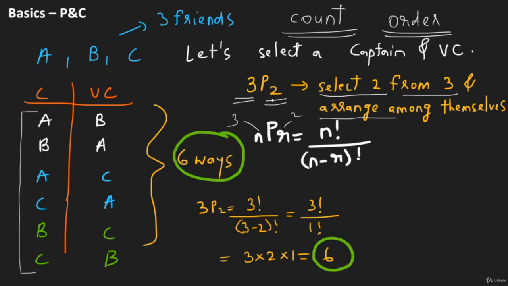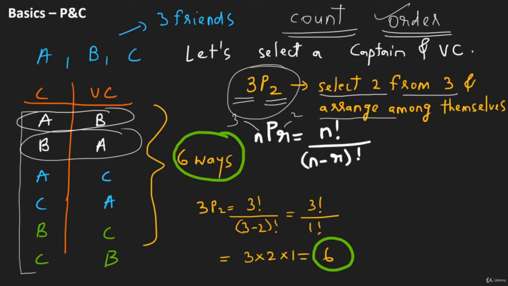So 3P2 is nothing but selecting 2 people from 3 people and arranging them among themselves. Remember, over here we used permutation because the order is important. That is, a case where A is the captain and B is the vice captain is different from a case where B is the captain and A is the vice captain.